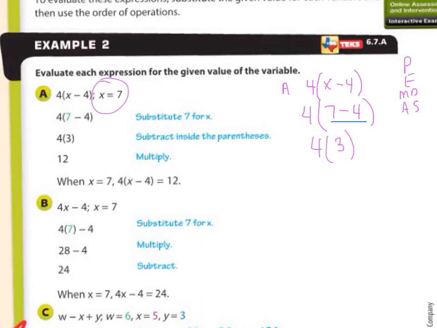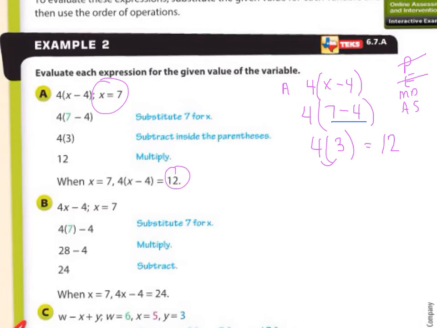Okay, now do we have any more parentheses? Yeah, but this means multiply, not work out a problem that's inside the parentheses. Mark it out. Do we have any exponents? No. Mark it out. Do we have any multiplication or division? Yes, we do. 4 times 3, which is what? 12. And then that's it. We're done. That's the answer, which is what they got here.